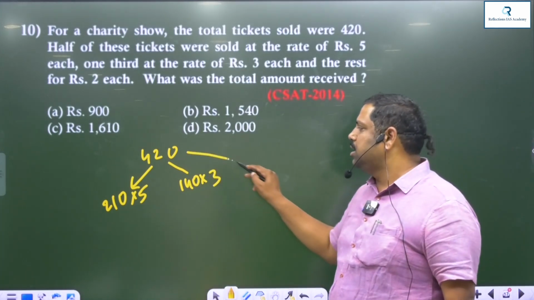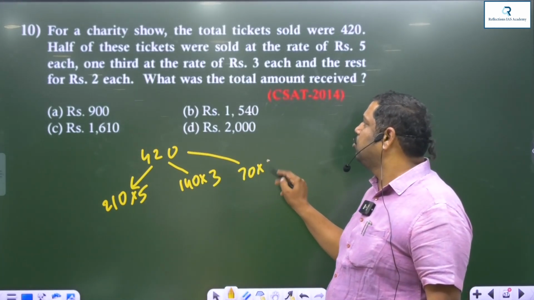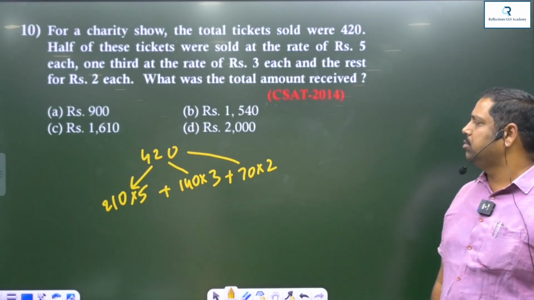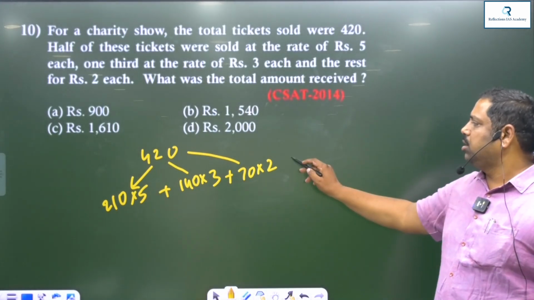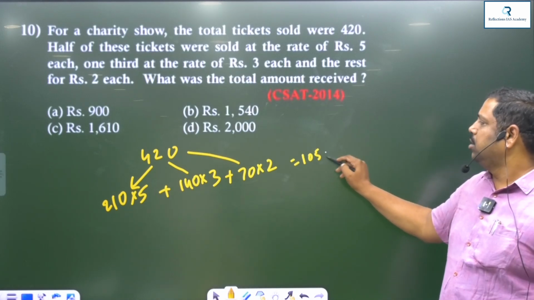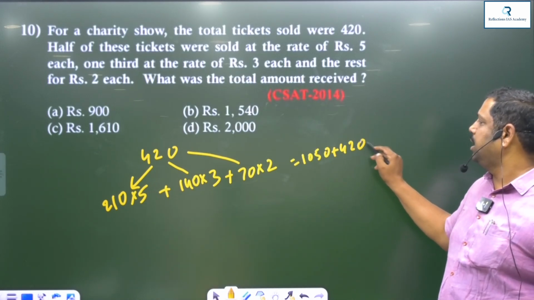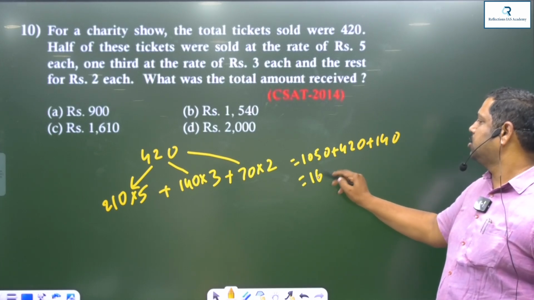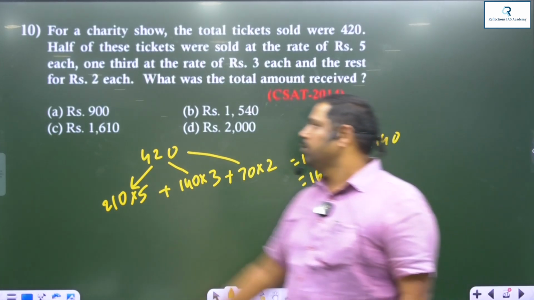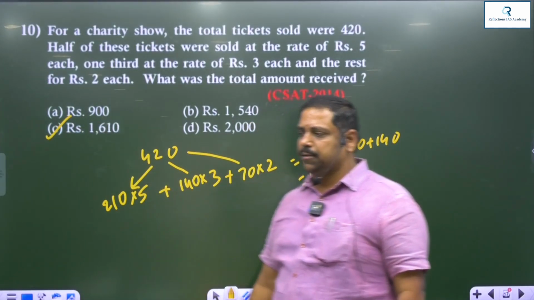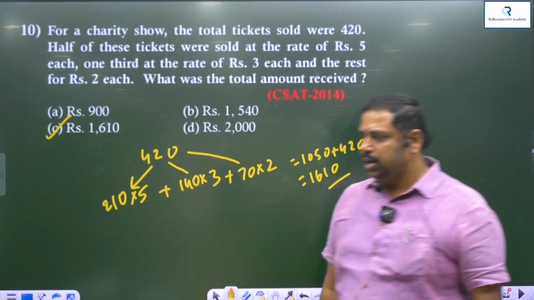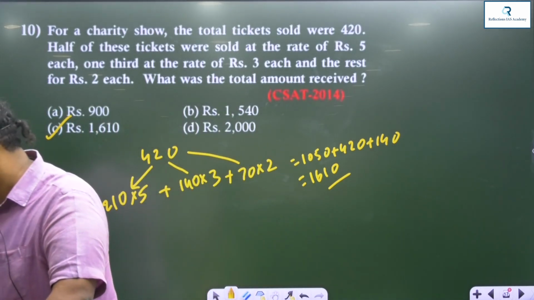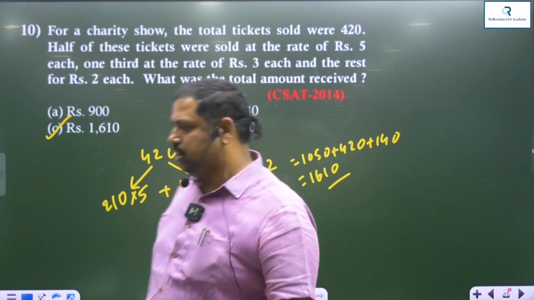The rest means how much? 70. Each one is 2 rupees. Okay, so this is the total revenue. What's the total amount received? 1050, right? First one. Plus 420 again, right? And 140. 560 if I add, 1610. What's the answer? C is the answer. Got it? Right, can I go to the next one? Online students also are alert. They also gave the correct answer.